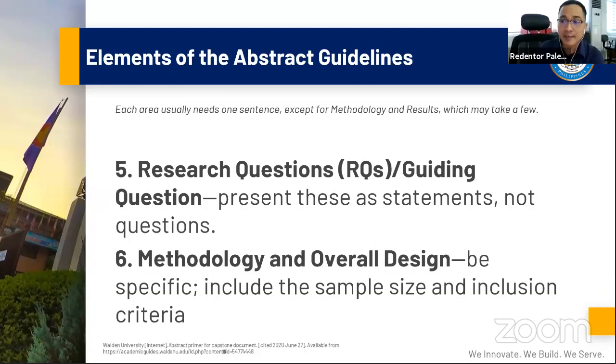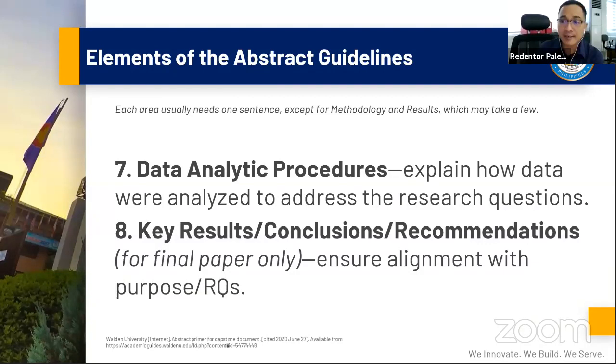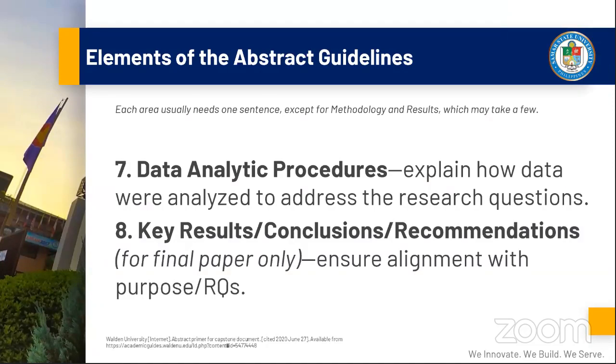Now we move on to this one. Number 7, we have here the data analytic procedure. Okay, how the data are analyzed. So what are the statistical treatments that you have used? Okay, so in here, you're going to mention the key measures and the statistical analysis that you have done. Now, of course, if you have done a qualitative study, you have to mention here the coding, the analysis that you have used.